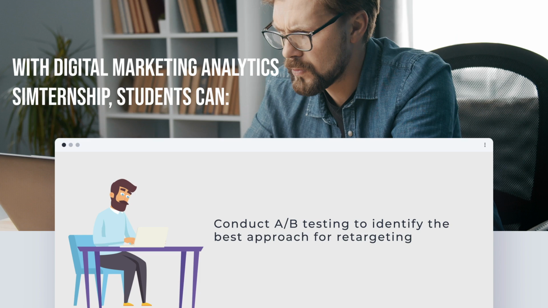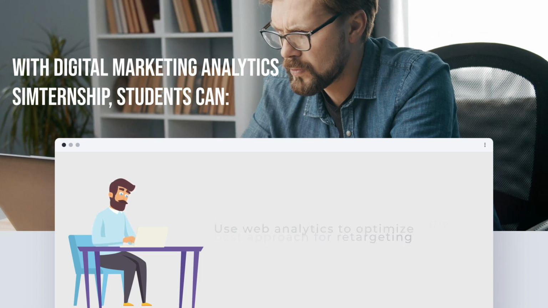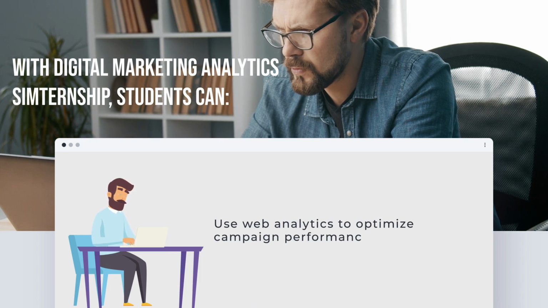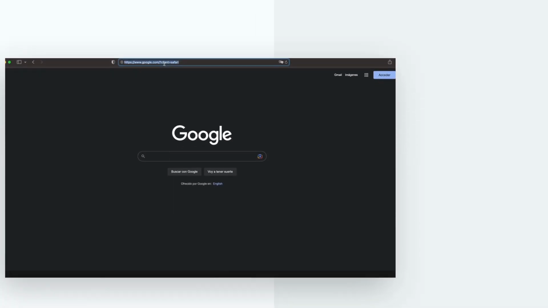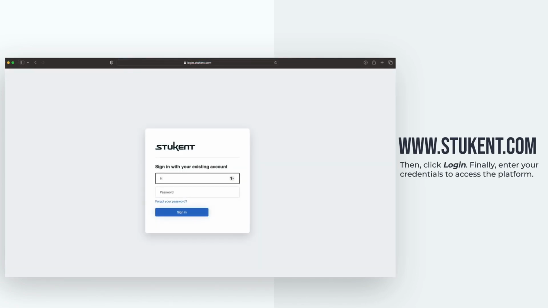Conduct A/B testing to identify the best approach for retargeting. Use web analytics to optimize campaign performance. Open your browser and copy the address www.stuken.com, then click Login. Finally, enter your credentials to access the platform.